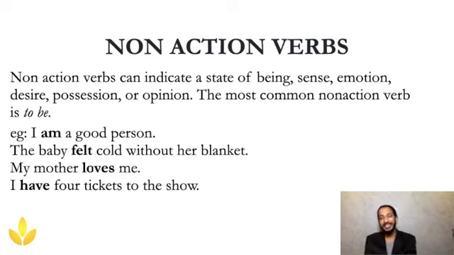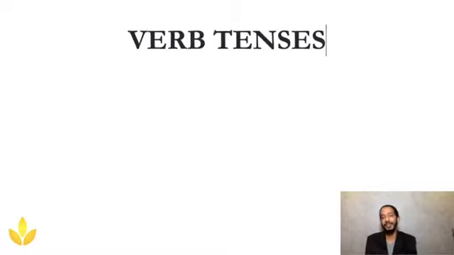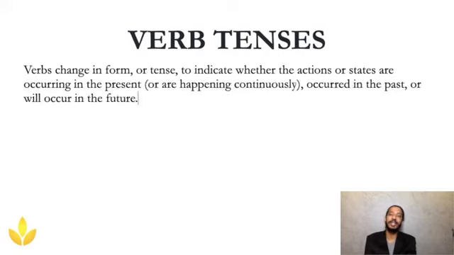Verb tenses. Now let us understand how verbs play with different tenses. A verb changes its form or tense to indicate whether the action or state is occurring in the present, or is happening continuously, or has already occurred in the past, or will occur sometime in the future.